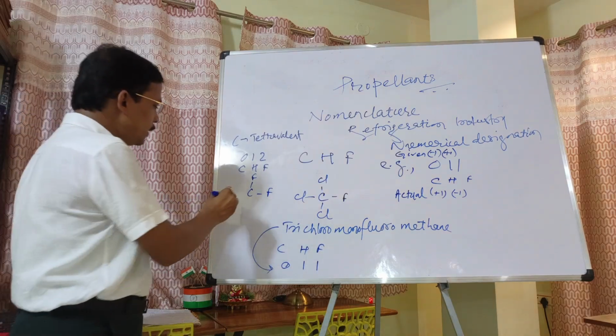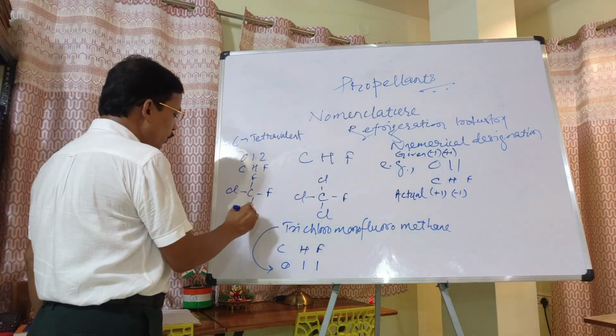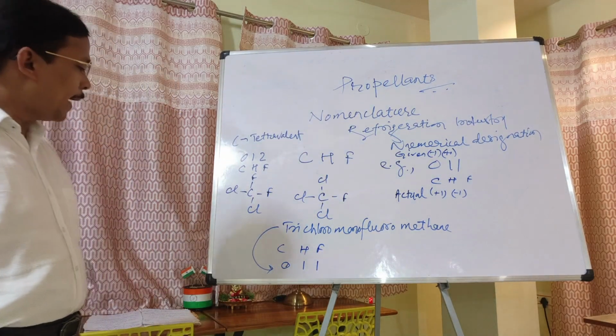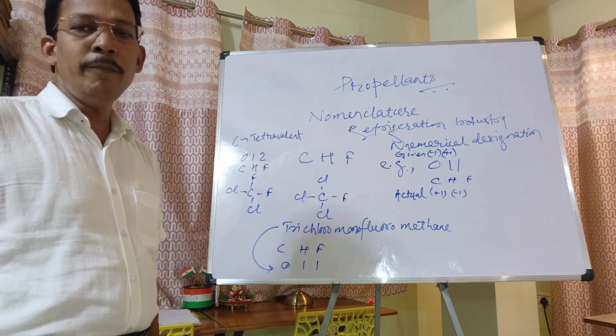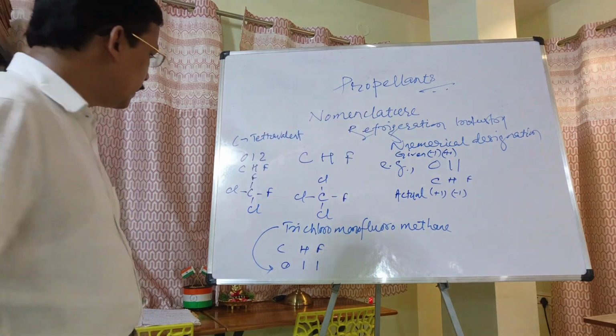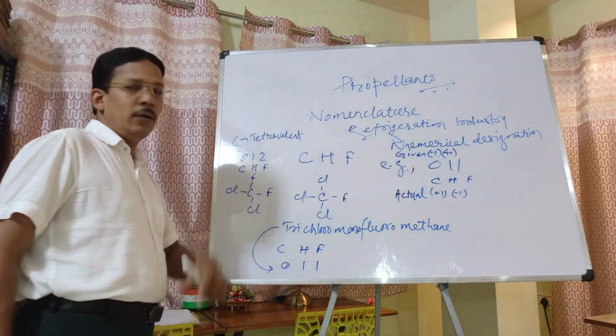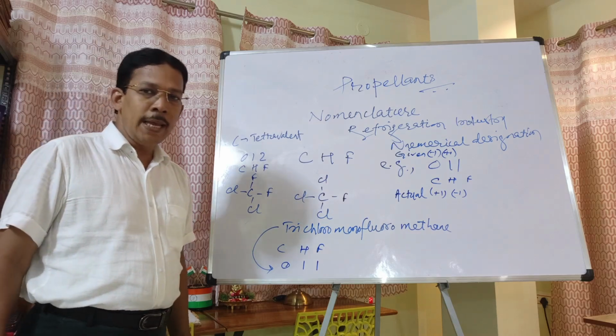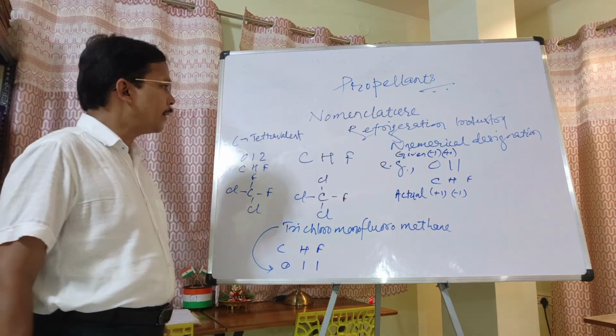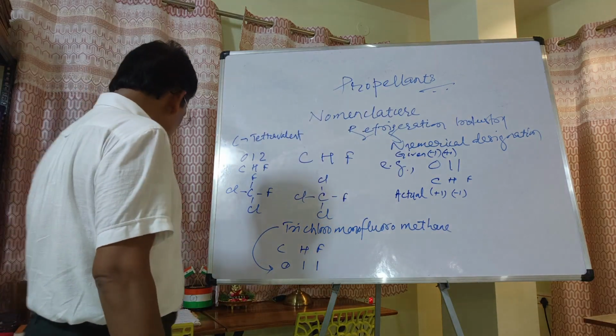And the rest of the valence will be satisfied by adding chlorine. So this is dichloro difluoro methane with the nomenclature. So this is one. And in reverse also, from the name we can go for numbering. So this is a very simple thing.